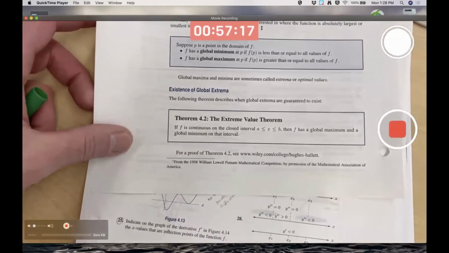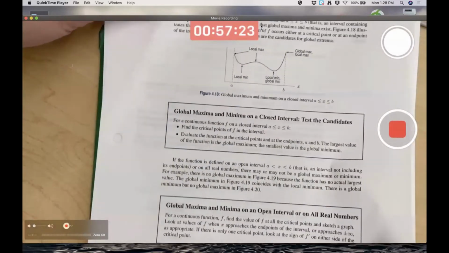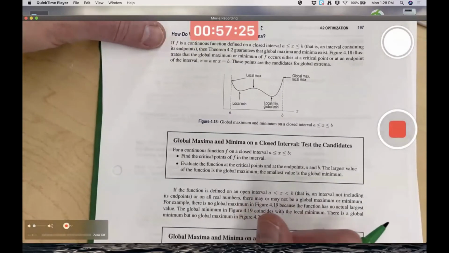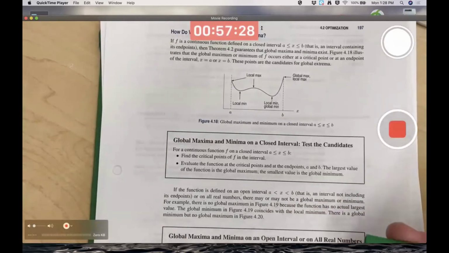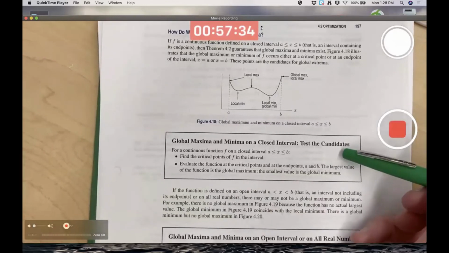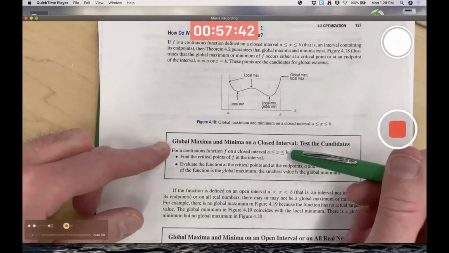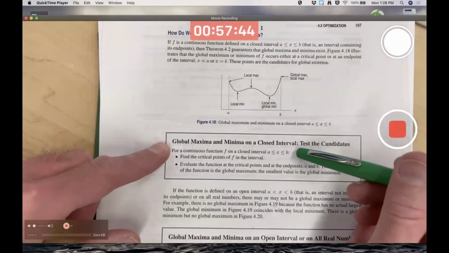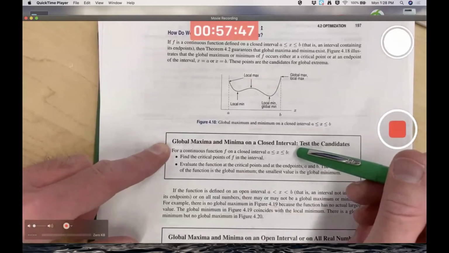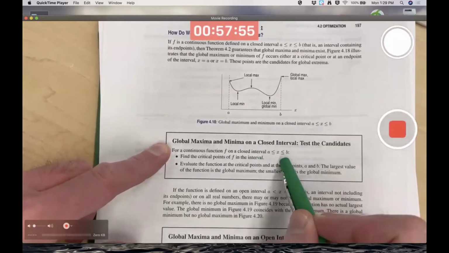This leads to a procedure. This box on page 197 gives you a procedure for finding global mins and global maxes. Test the candidates, which are either the critical points or the endpoints. Those are all the candidates. You've got a continuous function on some closed interval. You can't emphasize enough that the interval has to be closed. It's finite, it doesn't go off to infinity, and it includes the endpoints. You see less than or equal to's instead of strict less than.